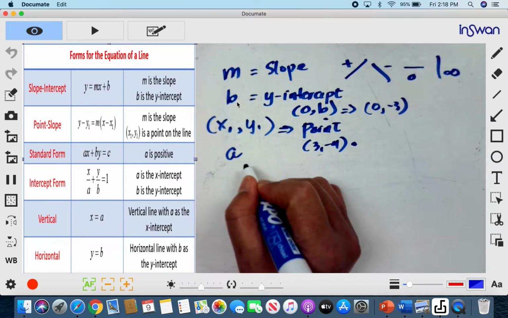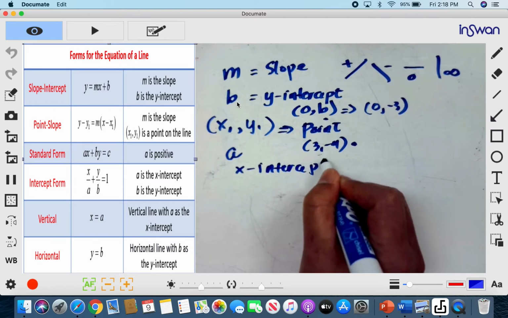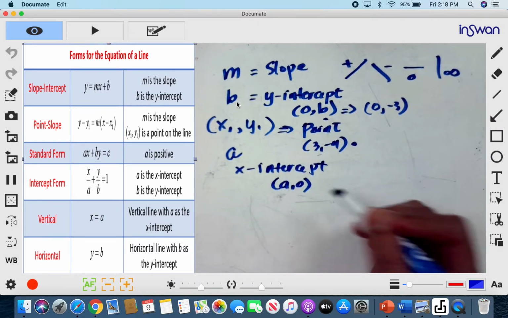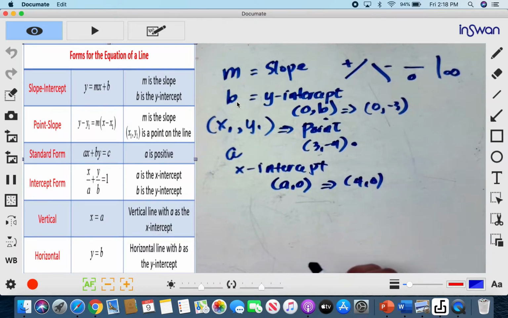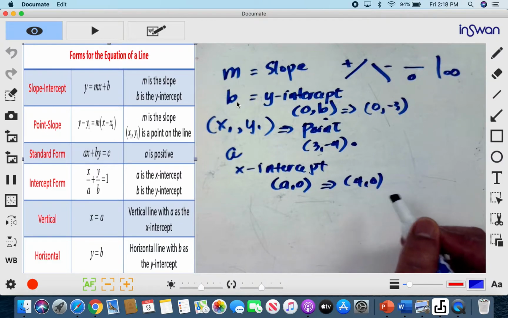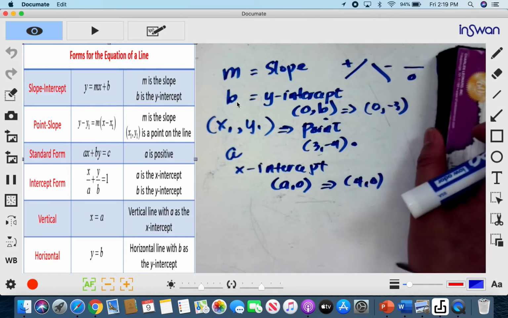Now, a represents the x-intercept. And the x-intercept is when your graph intersects the x-axis. So it's represented by (a, 0). For example, (4, 0). So it means that the graph will intersect the x-axis at 4, okay, at x equals 4. So these are the things you need to remember to find an equation of a line, because as I'm always saying, mathematics is also vocabulary by itself.